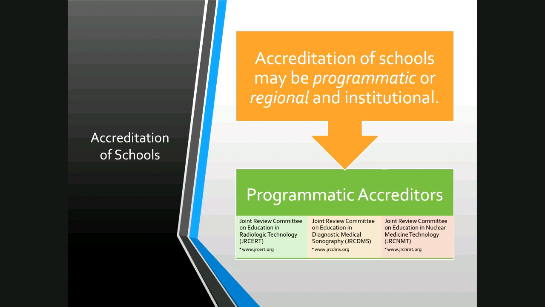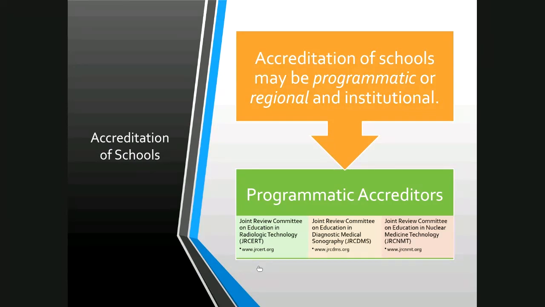The accreditation of schools can be either programmatic or regional and institutional. Again, this is all found on page 15. The programmatic accreditor we have for our particular program is this first one. It is the Joint Review Committee on Education in Radiologic Technology. So we usually refer to them as JRCERT. JRCERT is the one that is responsible for the radiology program. That is who our programmatic accreditation is through.